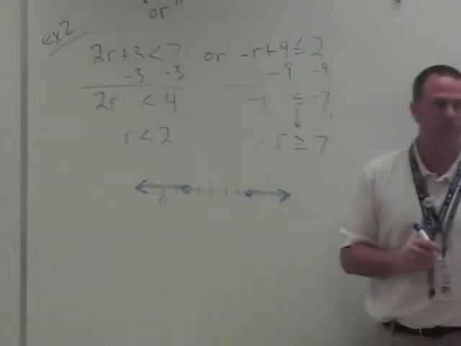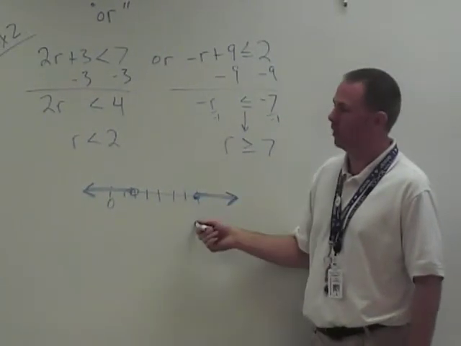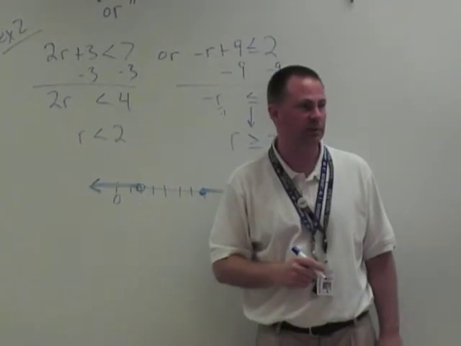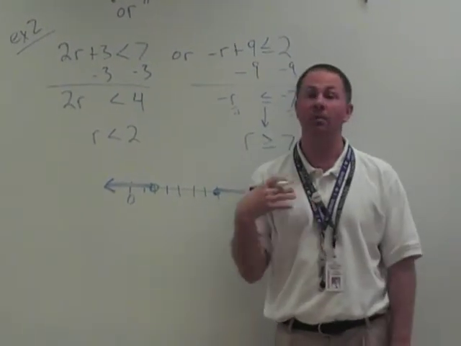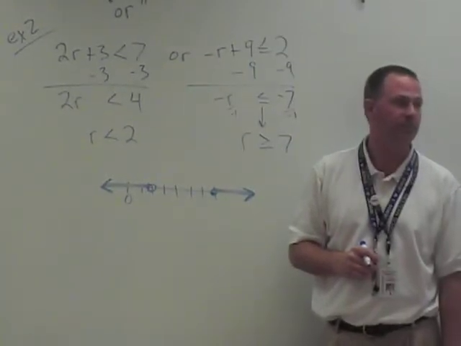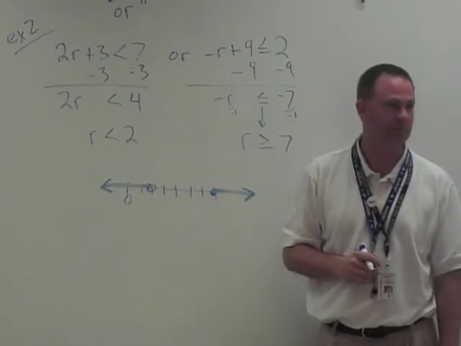Okay, now my question to you is this. What do you notice about the OR problem and the AND problem as far as the graphs are concerned? What is your hypothesis? Yeah. The OR problems, the 2 lines go opposite ways, and then the AND problems meet in the middle. Yeah, that's typically what's going to happen.